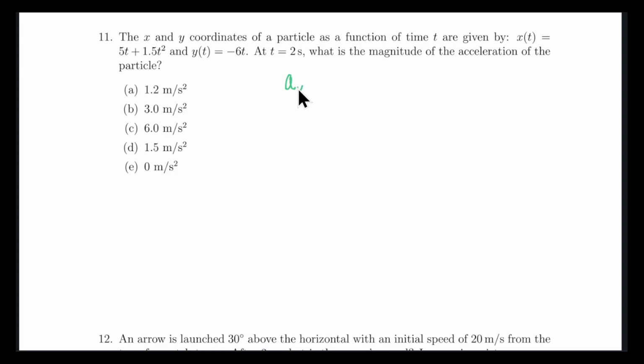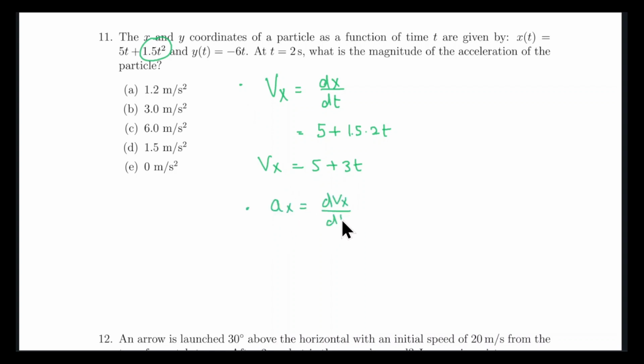So what is the velocity in the x direction? That will be dx over dt. What is the derivative of this guy? I think that's 5, and this one will be 1.5 times 2t. So that will be 5 plus 3t, right? But I'm interested in acceleration, so acceleration will be dv over dt. The derivative of this is just 3, meter per second square.